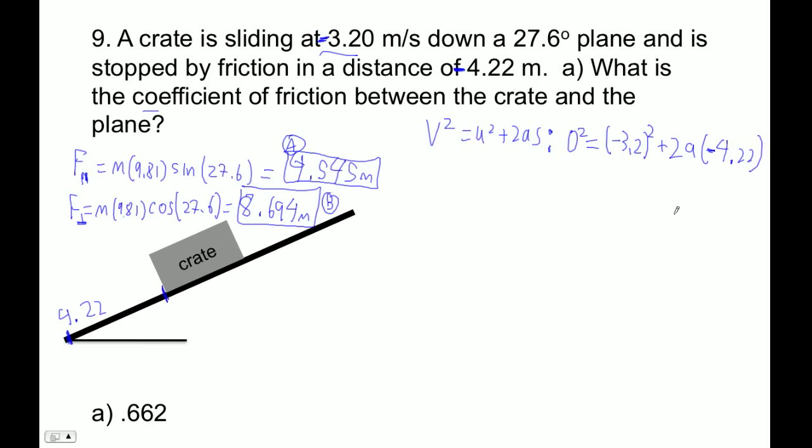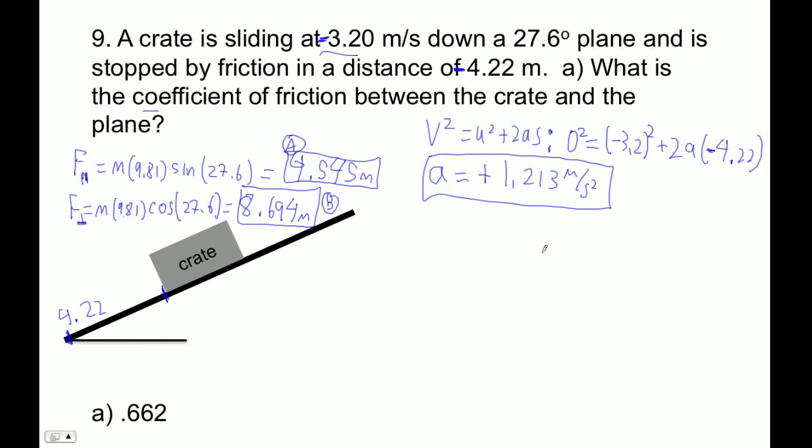Okay, so let's solve that. The acceleration of the thing is, let's see, 3.2 squared divided by 2 divided by 4.22. I'm going to store that in C. I'm getting 1.213 positive. Okay, now it makes sense that it's a positive acceleration. It's moving down the plane, but it's stopping, so therefore the acceleration is up the plane.